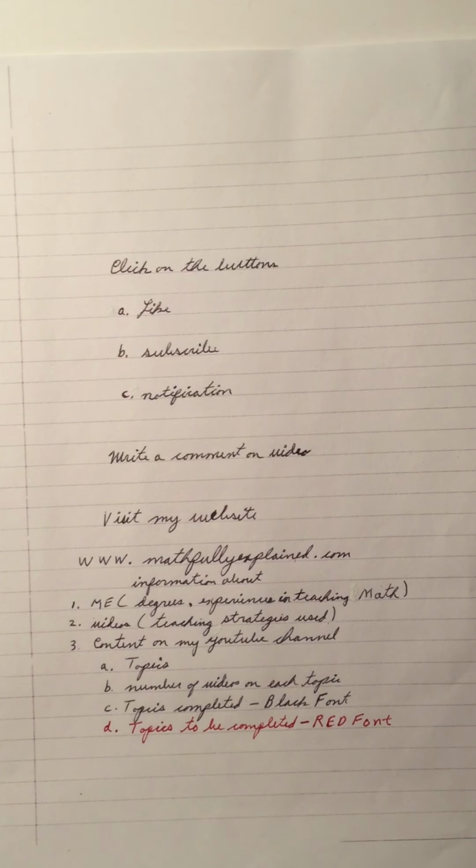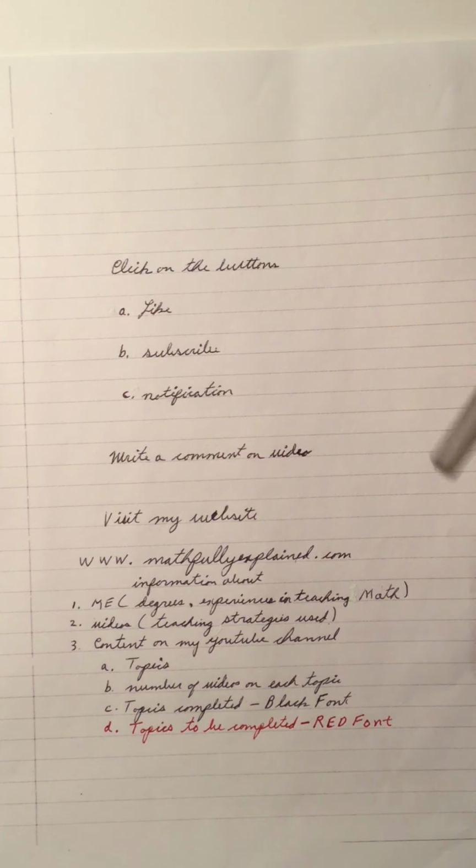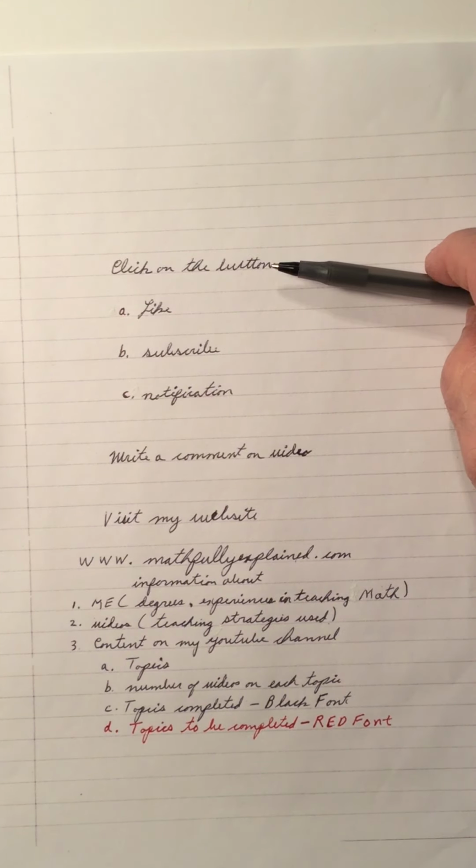Well, I hope you enjoyed my video on the zero property. Again, dividing by 0 is a no-no. Multiplication by 0 gives you 0.